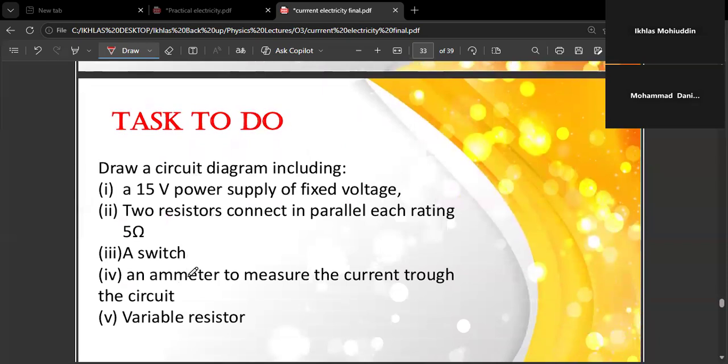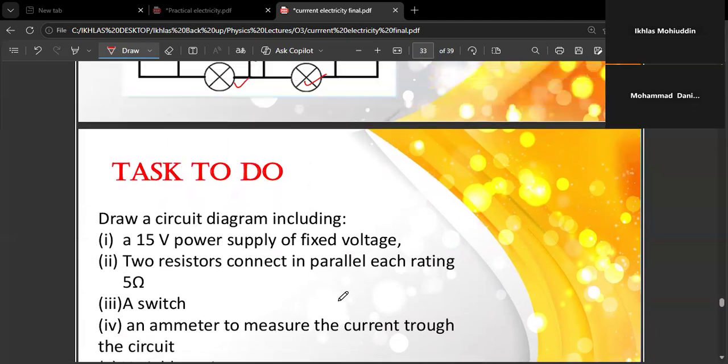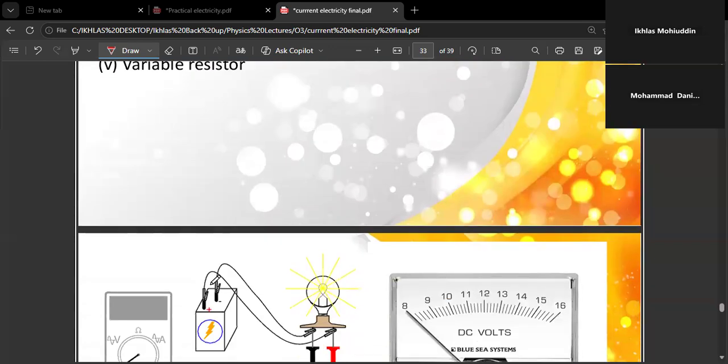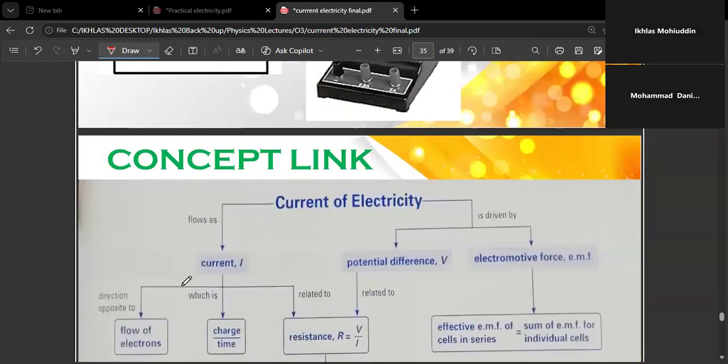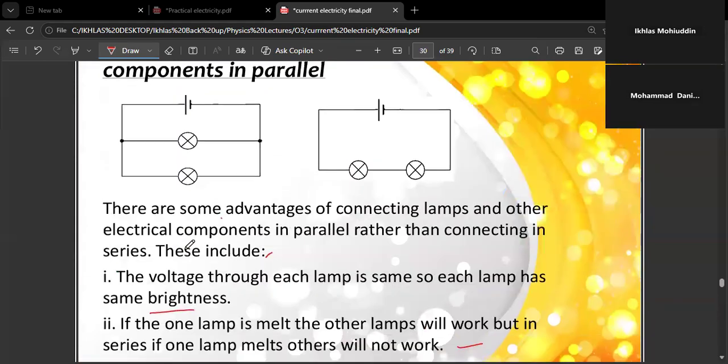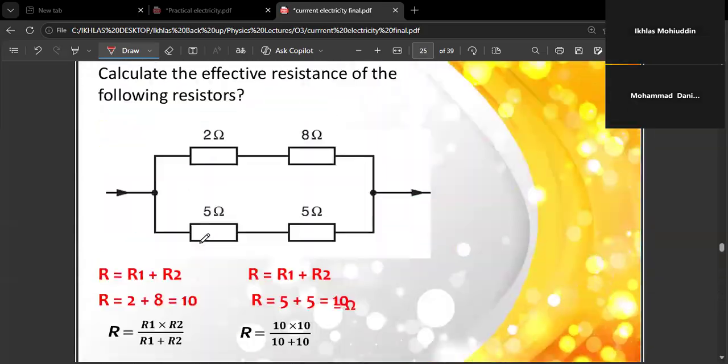Tasks to do. You have to draw a circuit diagram: a 15 volt power supply of fixed voltage, with resistors connected in parallel, including 5 ohms, a switch, an ammeter to measure the current through the circuit, and a variable resistor. Right? So Alhamdulillah, we have completed this whole chapter today.